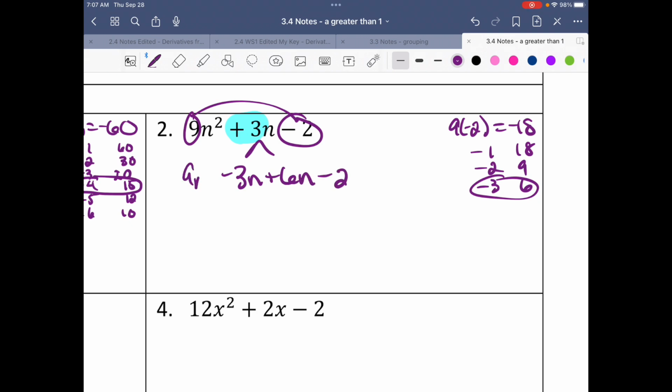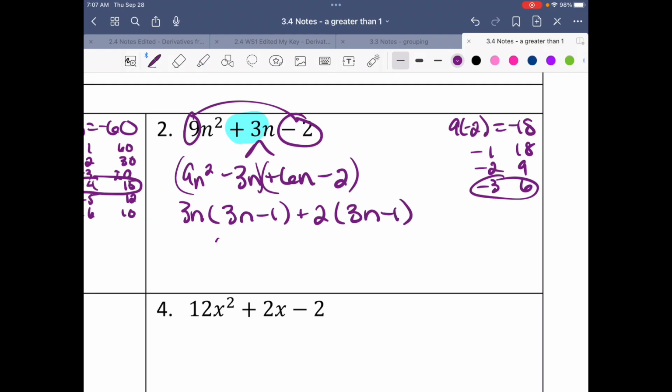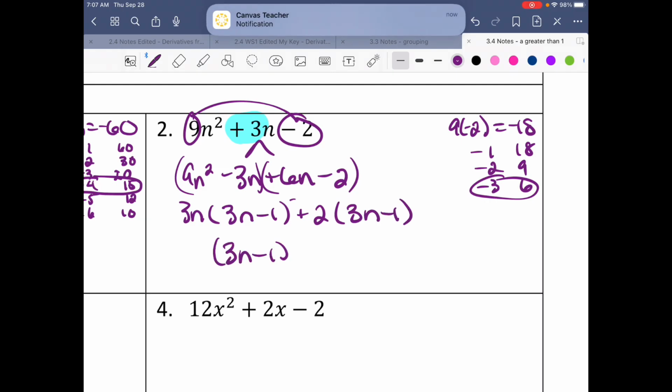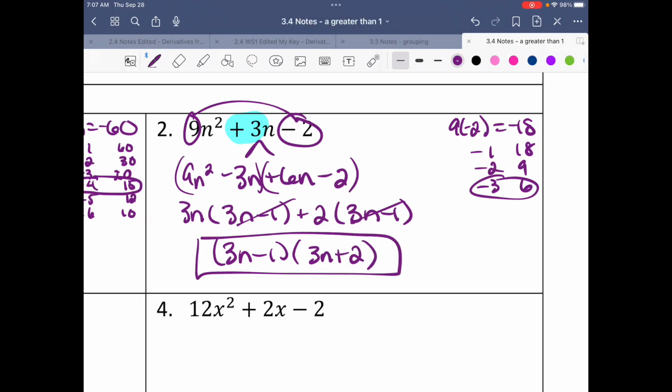Break it up. Group. GCF of the first group. GCF of the second group. Common binomial factor, and whatever is left.